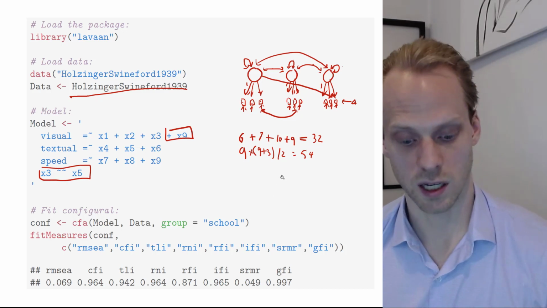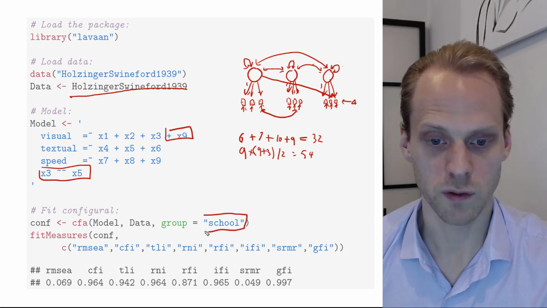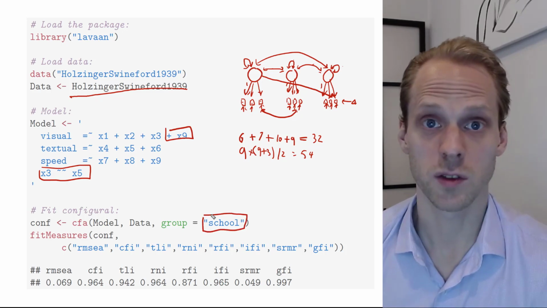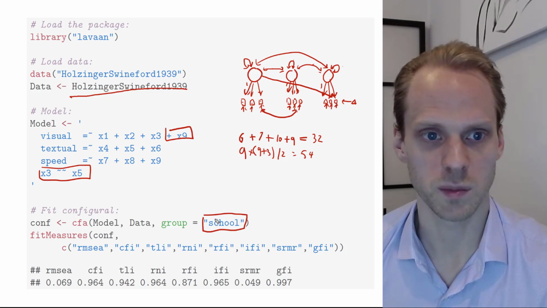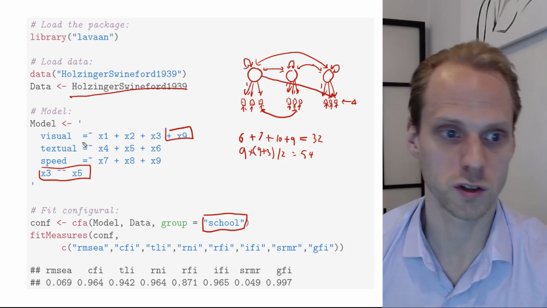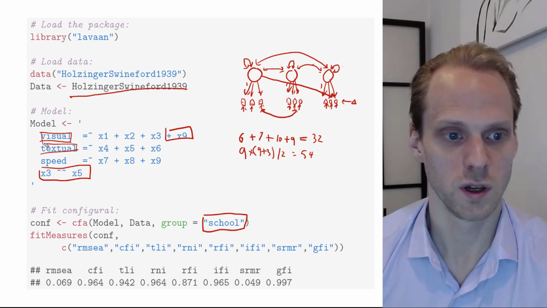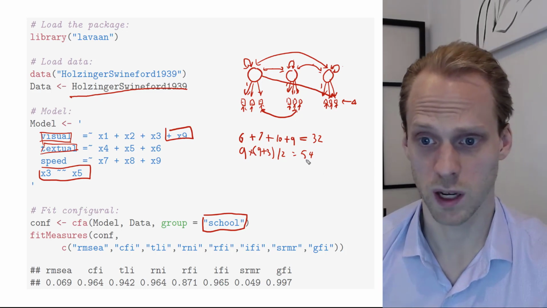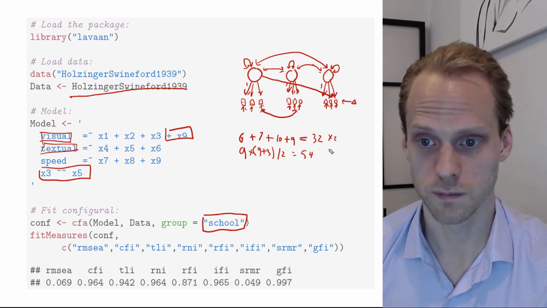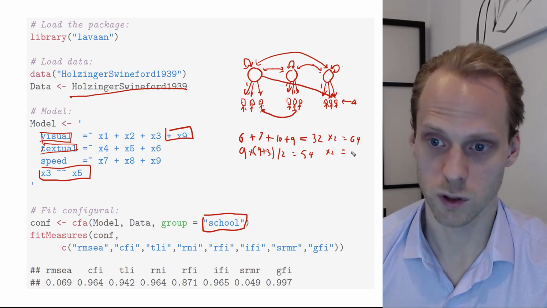But now in this data set, we're going to do a multi-group analysis because we have a grouping variable called school. And we actually have 2 schools, and we want to compare them and see what the differences are in ability between schools. Maybe one school is better at visual reasoning, where another school focuses more on the textual aspect. So how many parameters and observations do we have then? Well, we can multiply this by 2 and this by 2 as well. So that's 64, and 54 times 2 is 108.